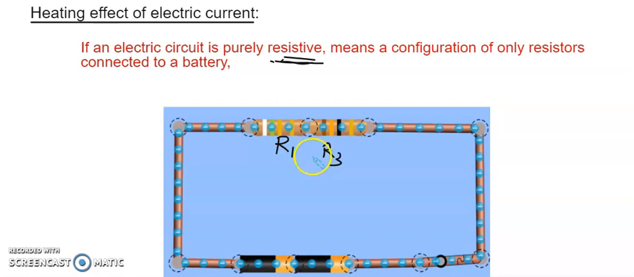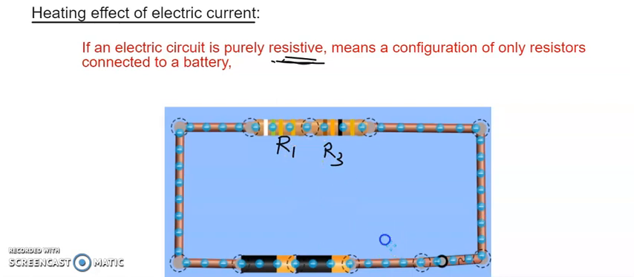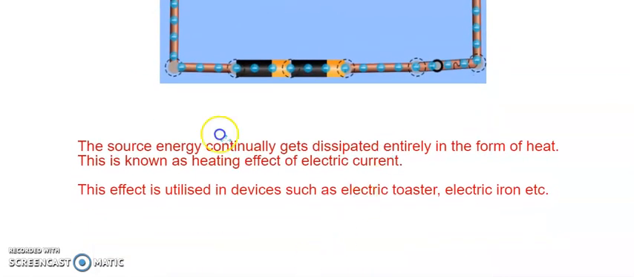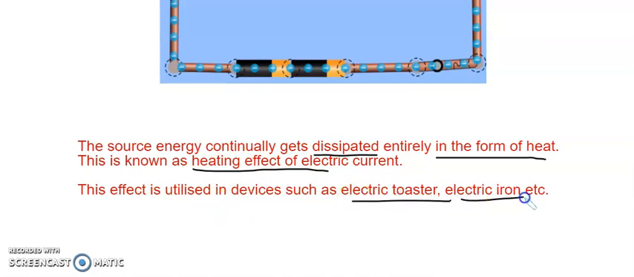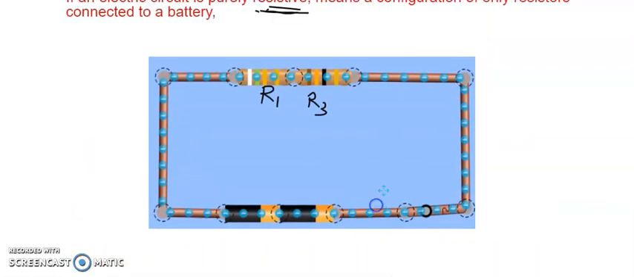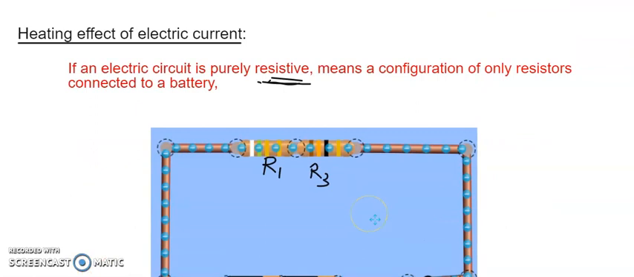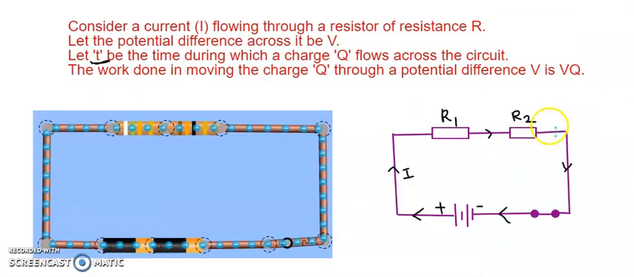How much can it block? To an extent it can. After that, as the current gets accumulated, after a point, it will start releasing it out in the form of heat energy. And that is what we call it. The source energy is continuously getting dissipated entirely in the form of heat energy. And this is known as the heating effect of electric current. And this heating effect is used to our advantage in electric toasters and electric irons. So let's understand the physical application, and then we'll go for the examples.